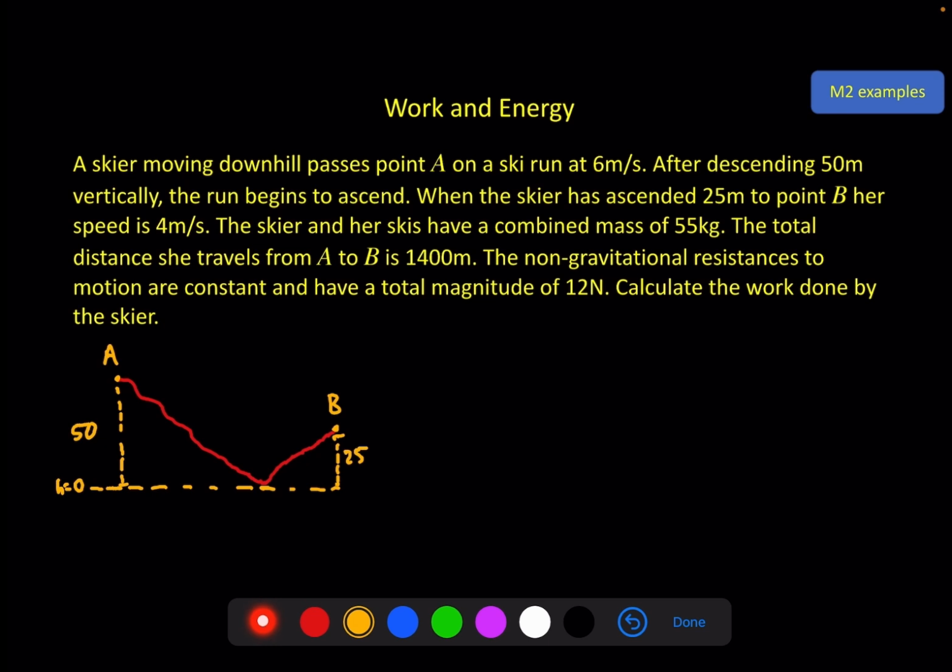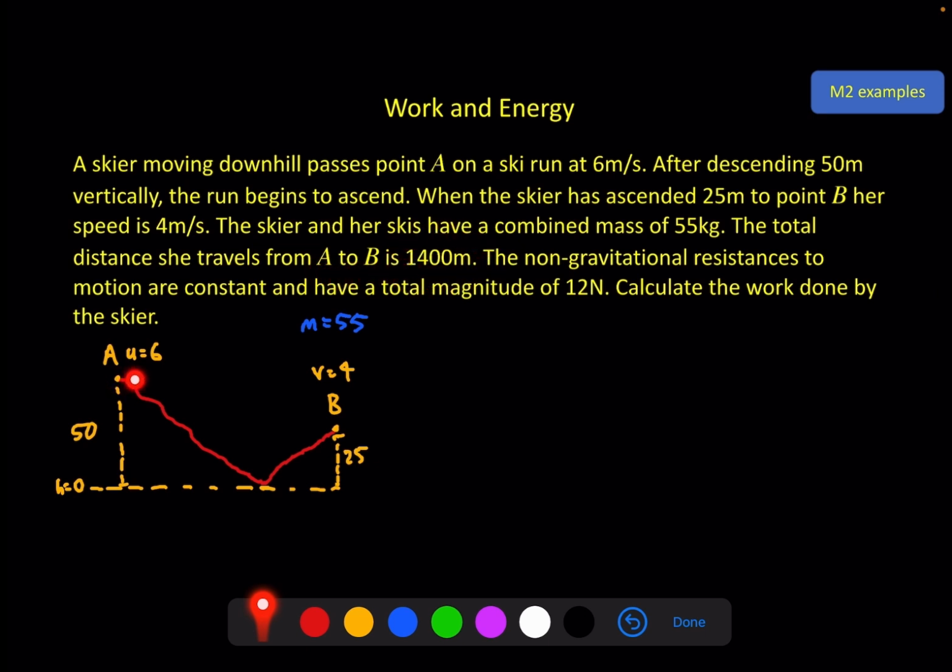Okay, back to the key information here. She's going at 6 meters a second at point A, so that's her starting speed. By the time she gets to point B, her speed is 4 meters per second. The skier and her skis together have a combined mass of 55 kilograms. The total distance she travels from A to B is 1400 meters.